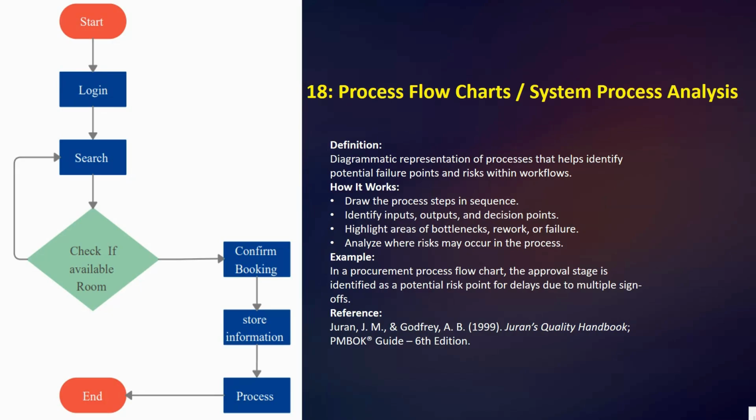Next we have an example in a procurement process flow chart. The approval stage is identified as a potential risk point for delays due to multiple sign-offs.